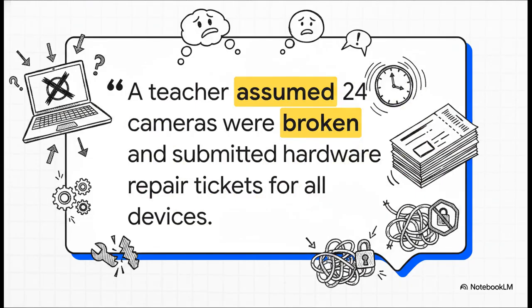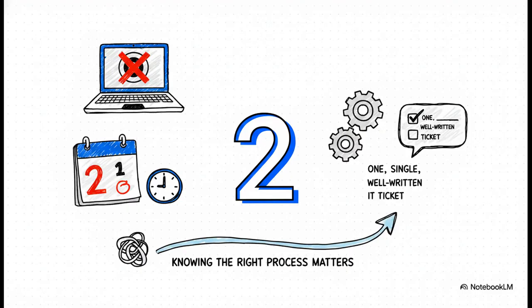And if you're wondering just how bad the troubleshooting trap can get, let me tell you about this real-world example. A teacher was absolutely convinced that an entire cart of Chromebook cameras was physically broken. They submitted 24 separate hardware tickets and spent a ton of time swapping out every single device, all for a problem that wasn't even there. And what was the cost of all that? 2 full days. Just think about that. 2 entire days of lost instructional time for what was supposed to be a week-long project, completely gone. And all of it could have been saved with one single, well-written IT ticket submitted a day in advance. This is why knowing the right process matters so much.